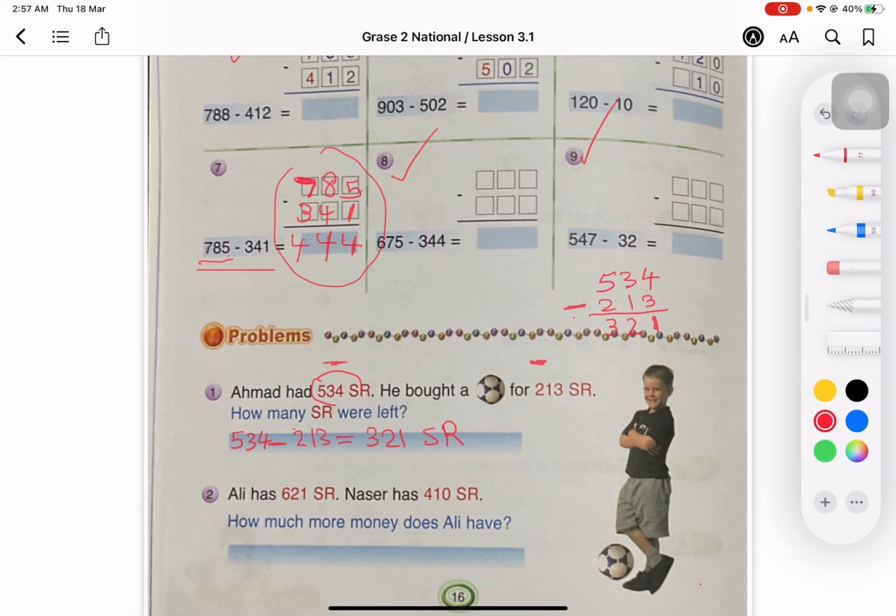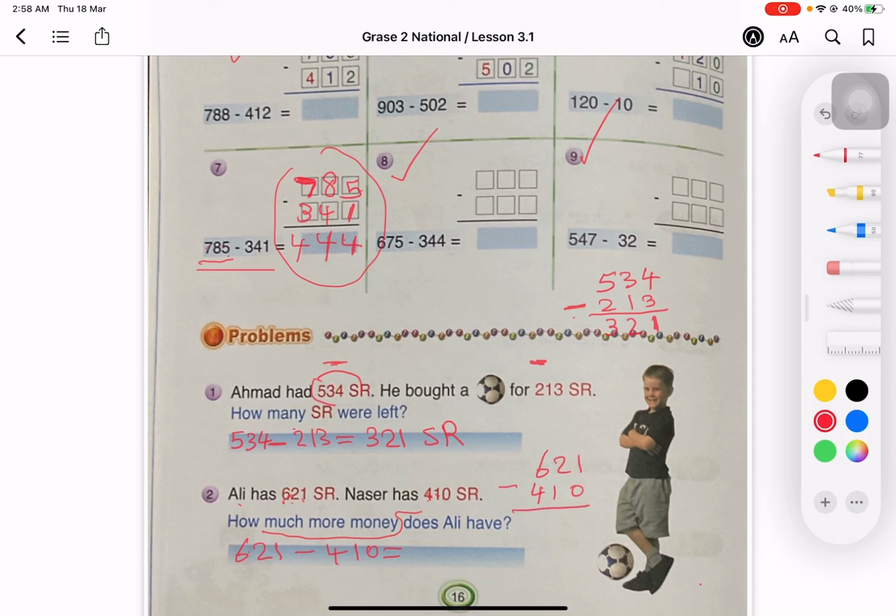Okay, now let's go to question number 2. Ali has 621 riyal. Nasser has 410 riyal. The question is, how much more money does Ali have? Who has more, Ali or Nasser? Of course, Ali. Why? Because Ali has 6 in the hundreds, but Nasser has 4 in the hundreds. So 621 is greater than 410. To know how much more, what should we do? Yes, we need to subtract the money Ali has, 621, minus the money Nasser has. Okay? Then we are going to subtract 621 minus 410.